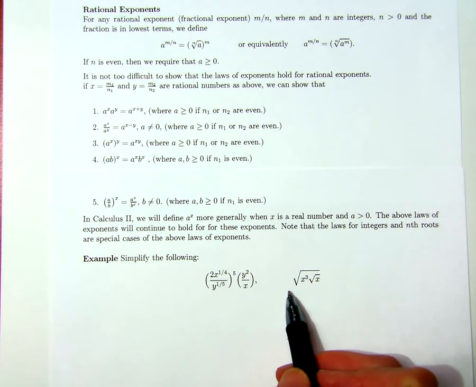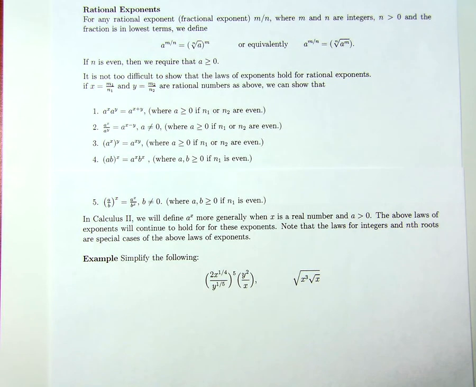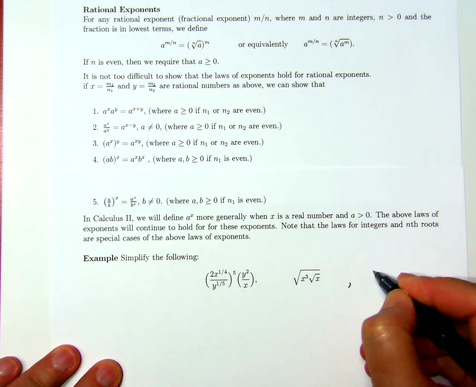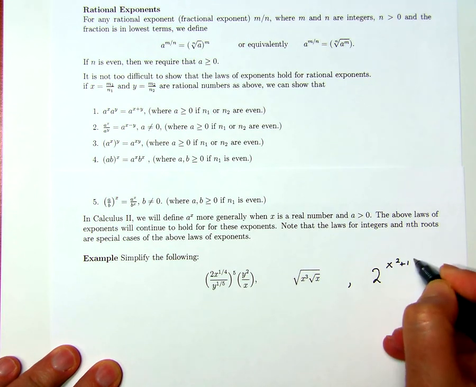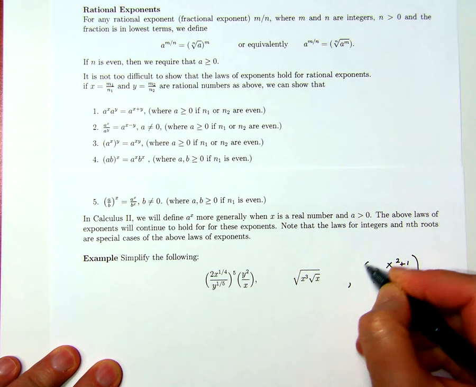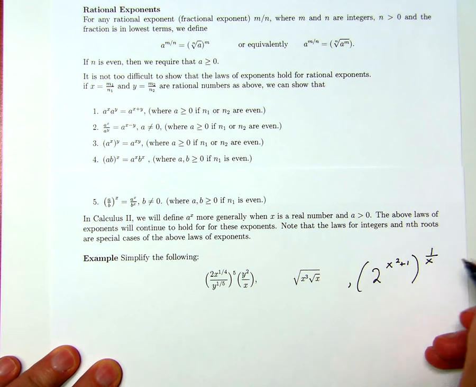So let's look at a few examples where you might calculate with these. And actually, let's add one more example here. 2 to the x squared plus 1, all to the power of 1 over x.